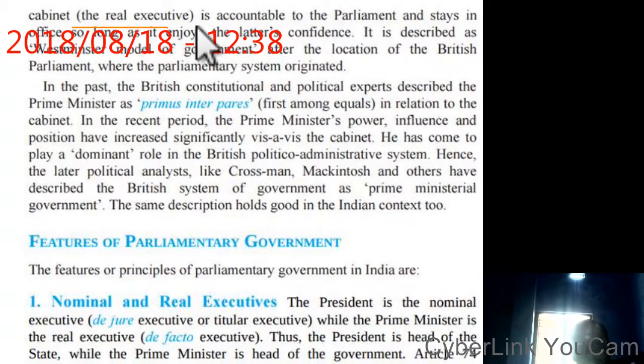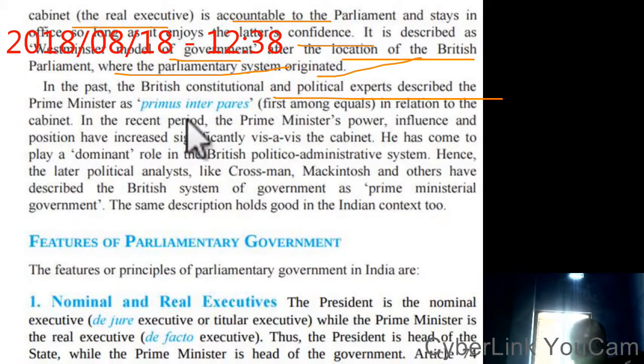The real executive, that is the cabinet, is accountable to the Parliament and stays in office so long as it enjoys its confidence. It is described as the Westminster model of government after the location of the British Parliament, where the parliamentary system originated. In the past, British constitutional and political experts described the Prime Minister as primus inter pares, first among equals in relation to the cabinet.